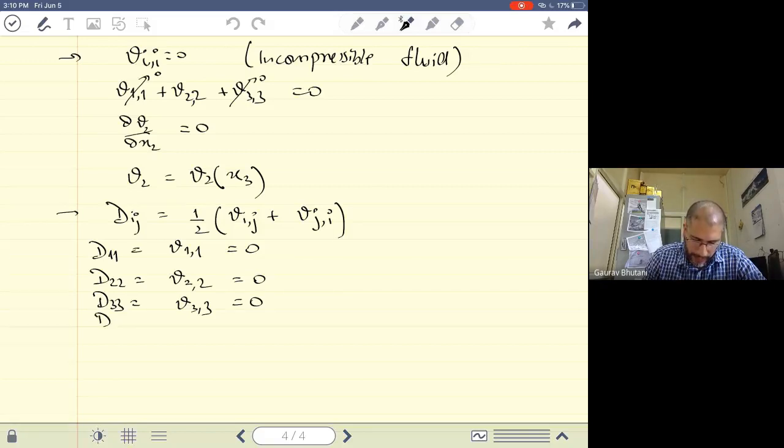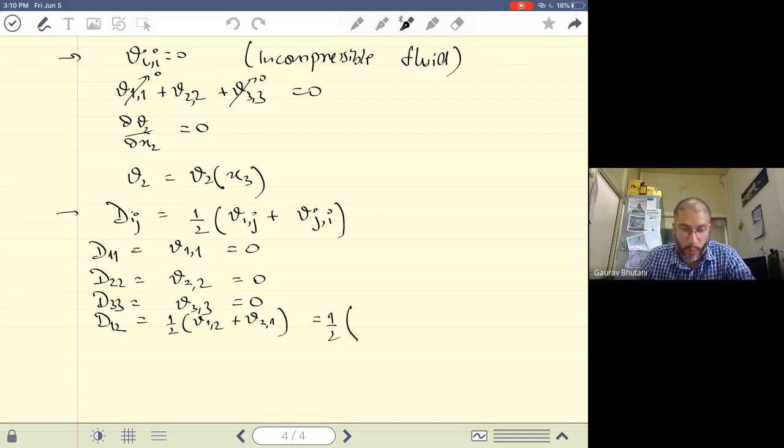Then D12 is half of v1 comma 2 plus v2 comma 1. Sorry, it's not 0. So v1 comma 2 is 0 because v1 is 0. And in fact, v2 comma 1 is also 0 because v2 is only a function of x3. So this indeed is 0.